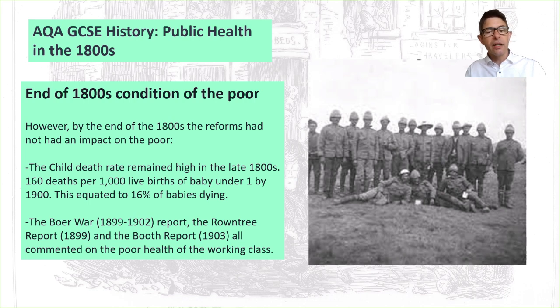So the child death rate remained high in the late 1800s. 160 deaths per 1,000 live births under one, equated to 16% of babies still dying. And Booth's and Rowntree's reports in the early 1900s, and other reports like the Rowntree Report and Booth Report, suggested that health was still very poor.